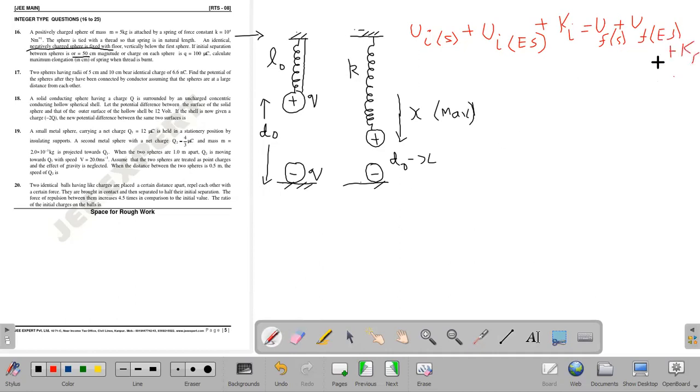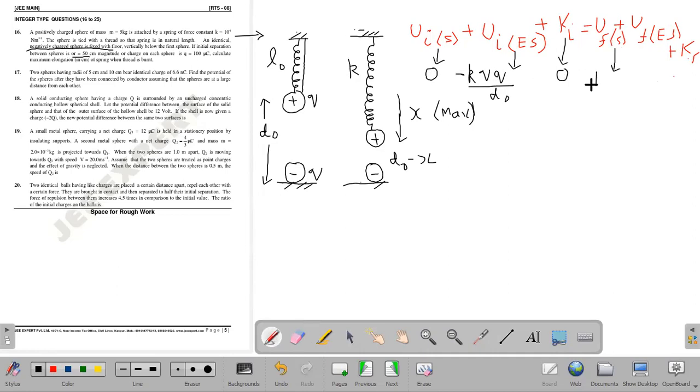Plus K final. Now the initial spring energy is 0 because the spring was normal. Initial electrostatic energy was negative K Q1 Q2 over d naught. And the initial kinetic energy was also zero because the system started from rest.